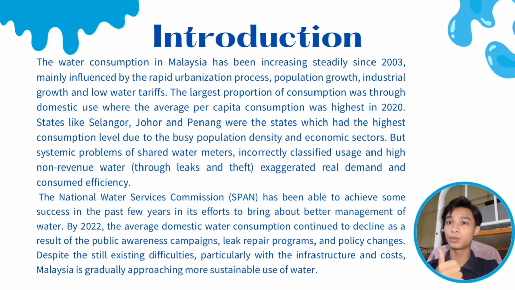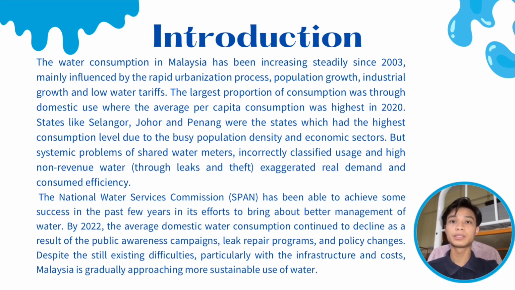The largest proportion of consumption was through domestic use, where the average per capita consumption was highest in 2020. States like Selangor, Johor and Penang had the highest consumption level due to the busy population density and economic sectors, but systematic problems of shared water meters, incorrectly classified uses and high non-revenue water through leaks and theft aggravate real demand and consumption efficiency.